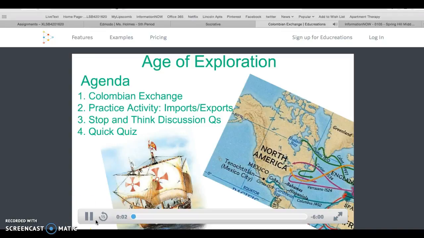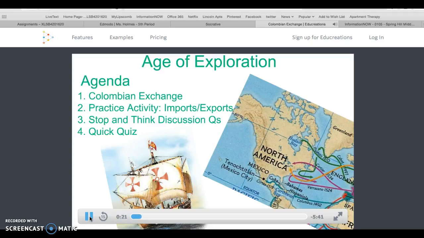Hi everyone, we are picking up with our Age of Exploration unit, and today we are specifically focusing on some map skills and the Columbian Exchange. This will be a shorter presentation, and then you will have a practice activity, a couple discussion questions, and a quick quiz on Edmodo.